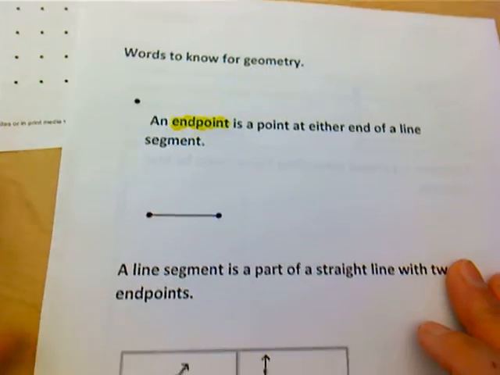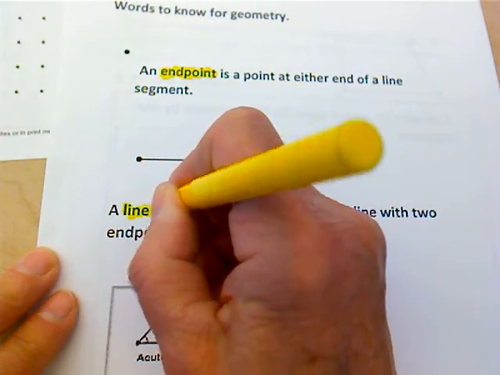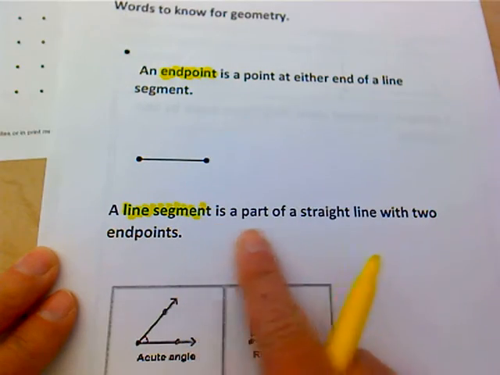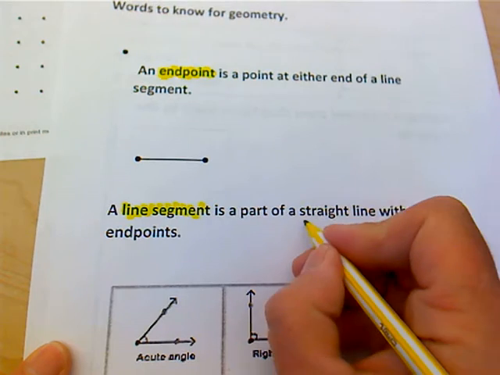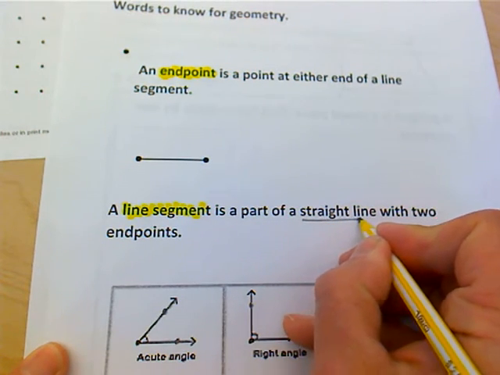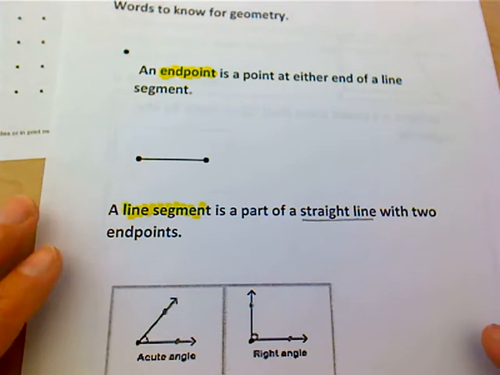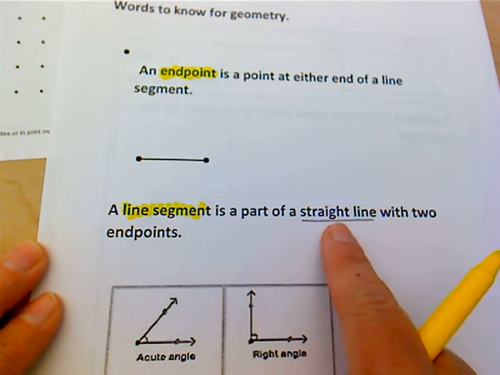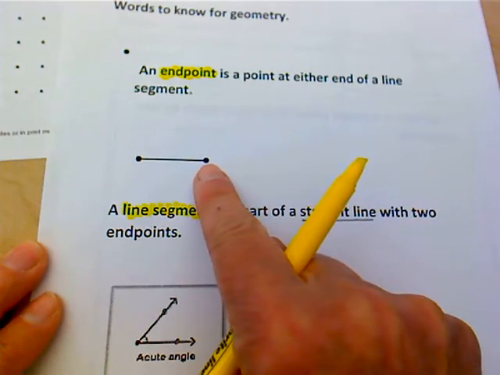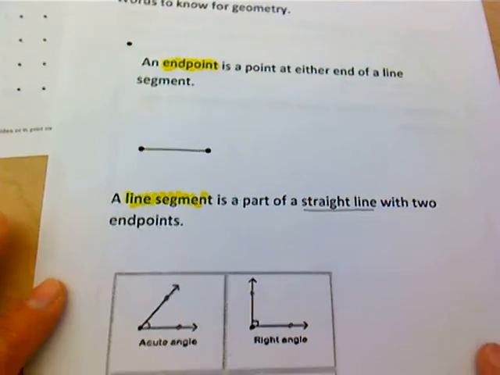Well, you might be saying, what's a line segment? Well, a line segment, I'm going to highlight that. A line segment is part of a straight line. And by the way, the line has to be straight. It cannot have any curves to be a line segment. If it has a curve, it is called a curve and not a line segment. So a line segment is part of a straight line with two endpoints. This is called a line segment.